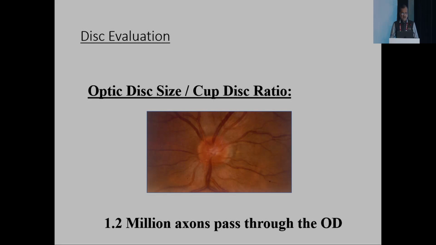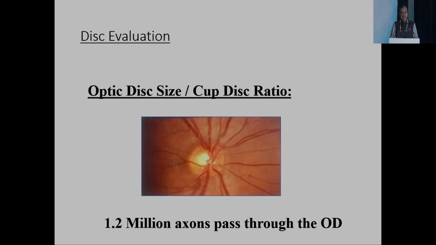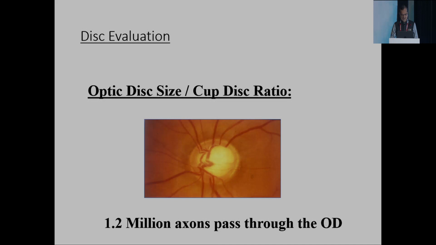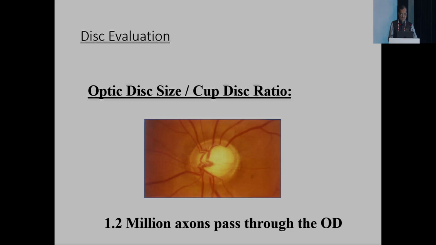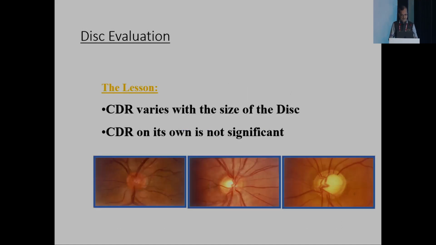Why is it important to know the cup size? You see this disc, we know that 1.2 million axons are passing through this disc. Here the cupping is something like 0.4 to 0.5, and the same 1.2 million axons pass through the optic disc. If you see this disc, it is a large disc. Here the cupping is about 0.7, but if you see the neuroretinal rim area through this, the same 1.2 million axons pass.